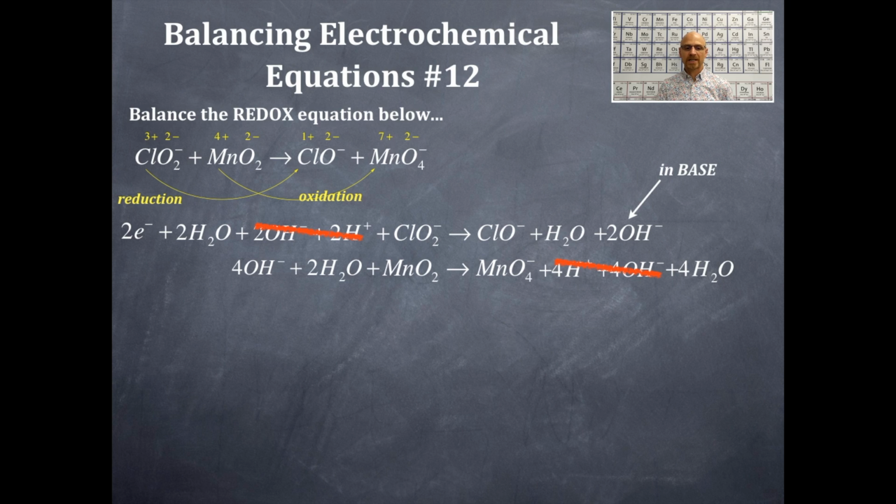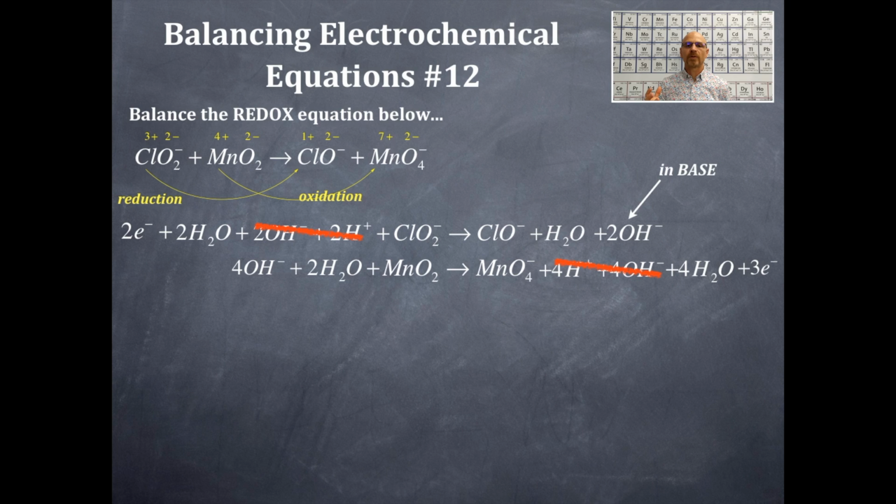On the reactant side, I have a 4 minus charge. On the product side, I have a 1 minus charge. I always go towards the lower of the 2 charges, which is a 4 minus charge. So I'm going to have to add electrons to the product side. How many? 3. So there's that right there.